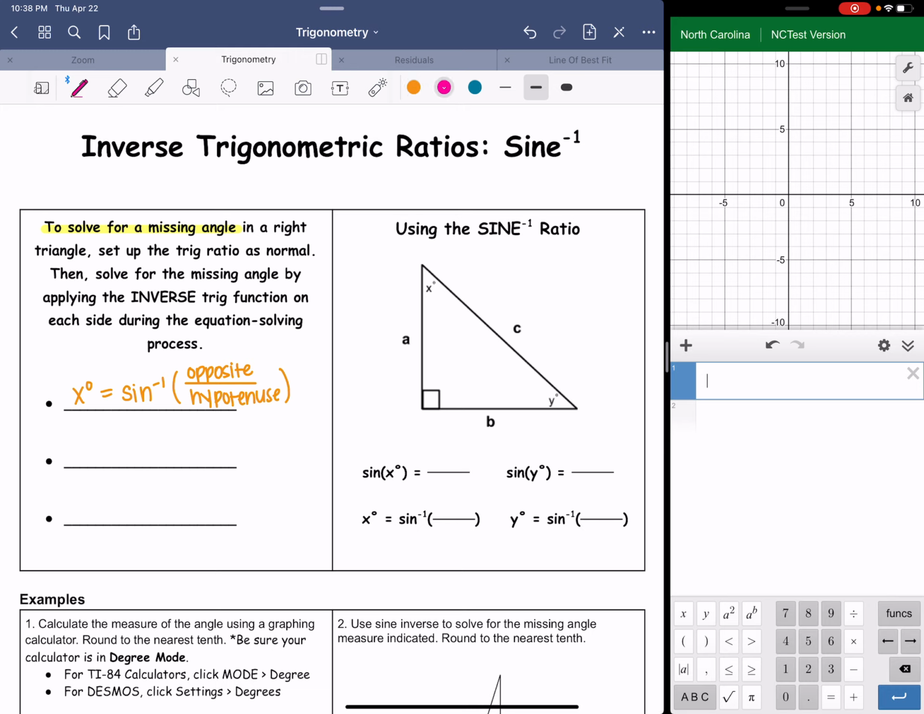Then if you have the adjacent and hypotenuse information, you're going to use the cosine inverse. So x degrees is cosine inverse of adjacent over hypotenuse. And last, if you are looking for x degrees, you're going to use tangent inverse if you have the opposite over adjacent information.